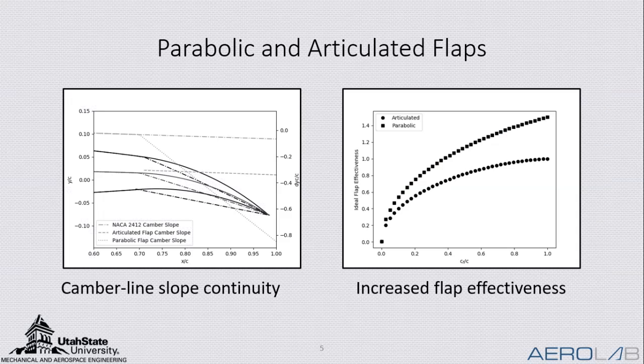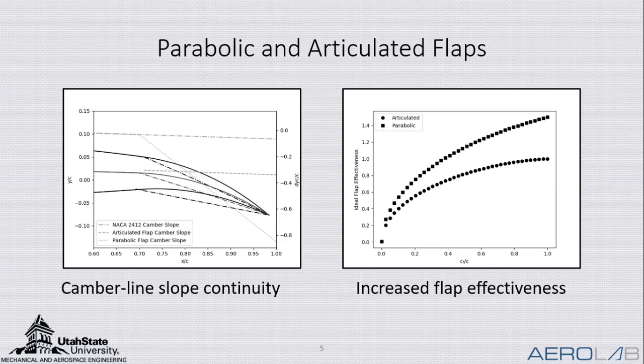And so now that we understand a little bit about why we need to control yaw on an aircraft and why we would choose to 3D print this morphing mechanism, I want to talk about a design that is very influential on this morphing mechanism. It's called a parabolic flap.